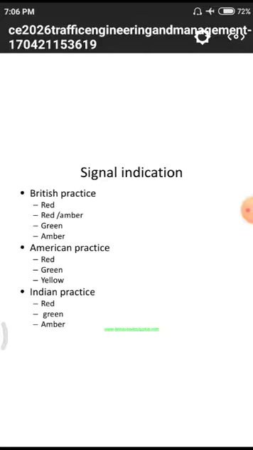But in case of our Indian system, we have three signals. That means we follow red, green and amber. That means we follow the British rules. But the British rules have four kinds: red, red amber, that is mixing red with amber. But in our Indian system we do not have red amber. Simply we have red, green and amber. Red means stopping of vehicles. Green means movement of the vehicles. Amber means clearing traffic within 5 to 10 seconds.